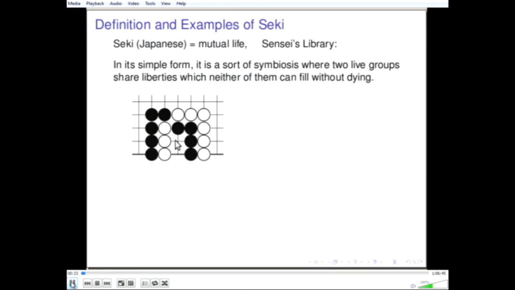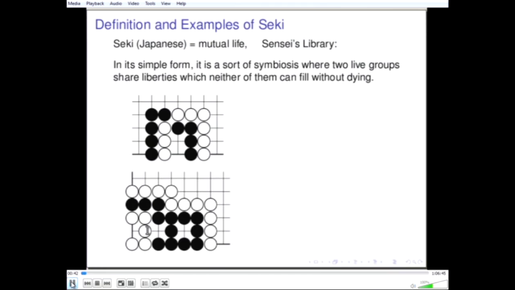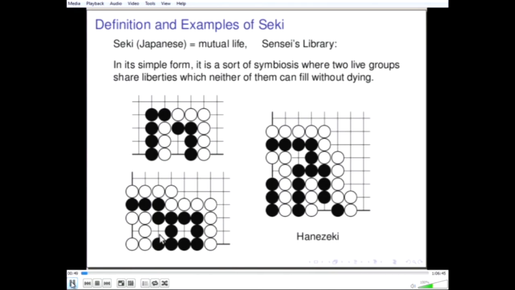For example, here, if white makes a move on this liberty, then black can capture white and vice versa. Similarly here, where black and white share one liberty, whoever moves here, which is the only reasonable move for both, will be captured in the next move. This Seki here is more complicated because each side can capture three stones. White can capture these three and black can capture these, but whoever captures these three stones and then attacks through this liberty, the other side will lose the liberty race.